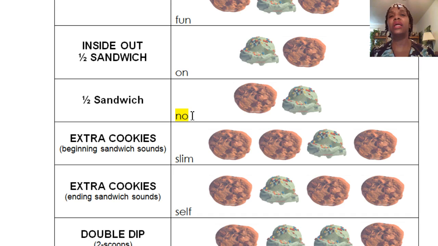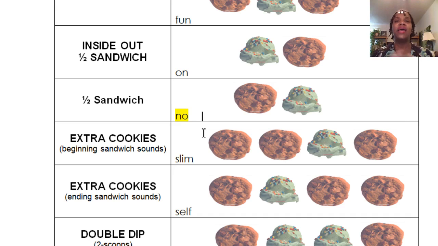What do I mean by playing around? You ever play around, and maybe your mom or your dad, or if you're in school your teacher, says, stop playing around? Stop not acting the right way, so to speak. So we're going to learn when a sound is playing around or clowning around. But for my level 2 and 3 students, this word is pronounced no, and it's a half sandwich as well.